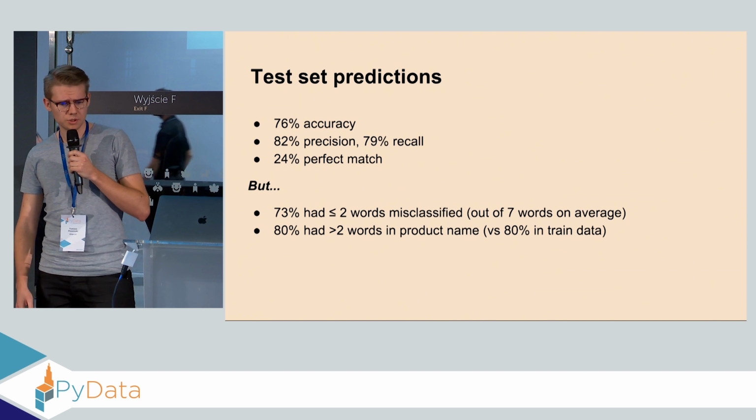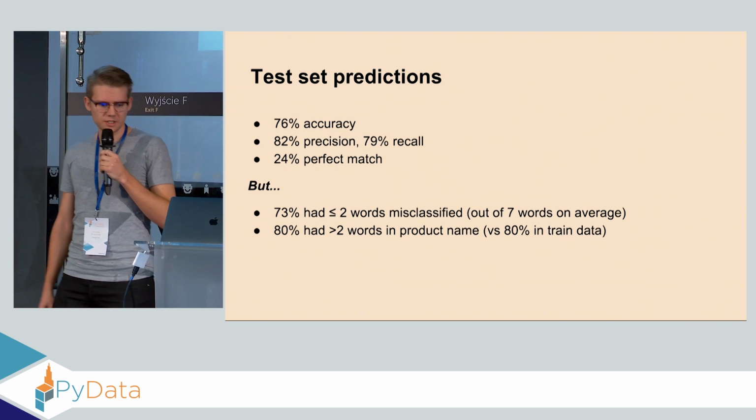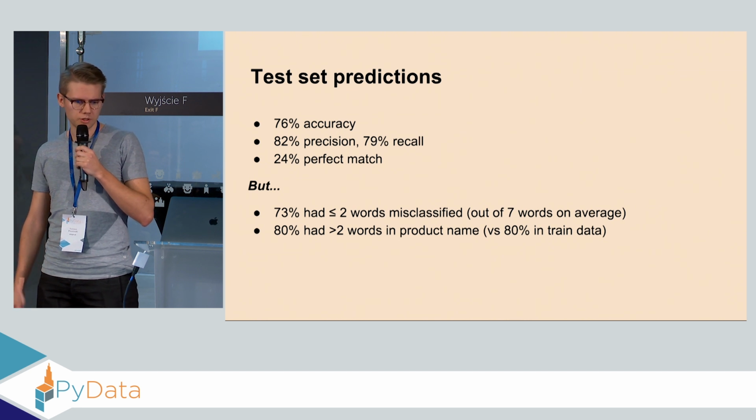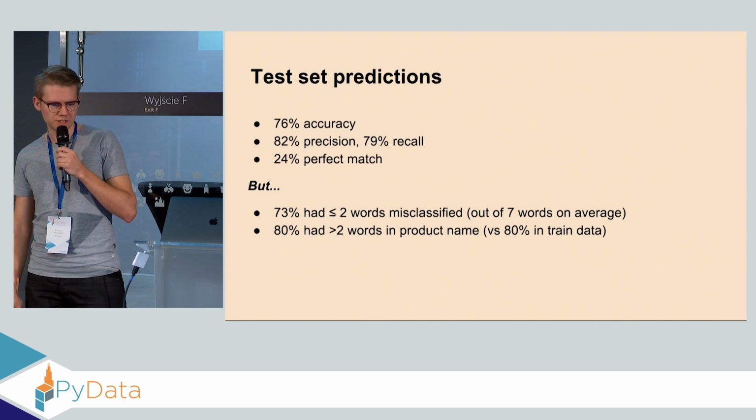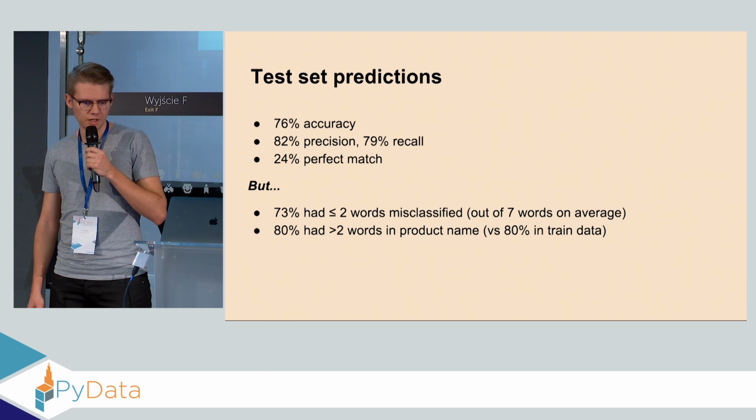So the result that we got here was 76% accuracy by word. This is actually not really impressive. We will see that we can use very simple tricks to get to this point.